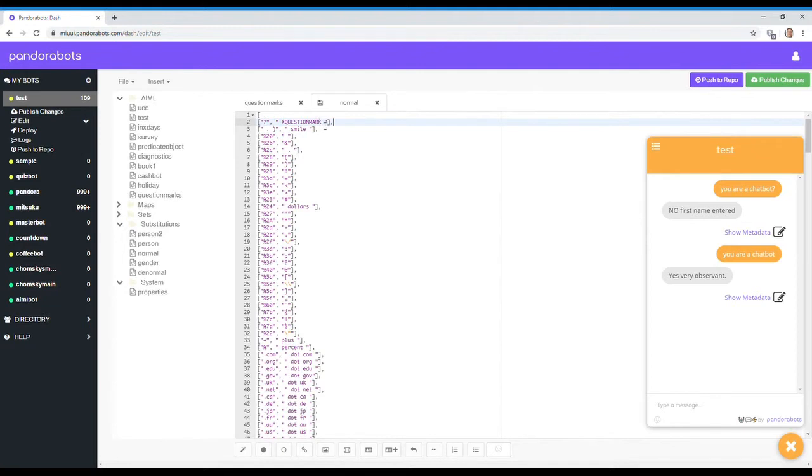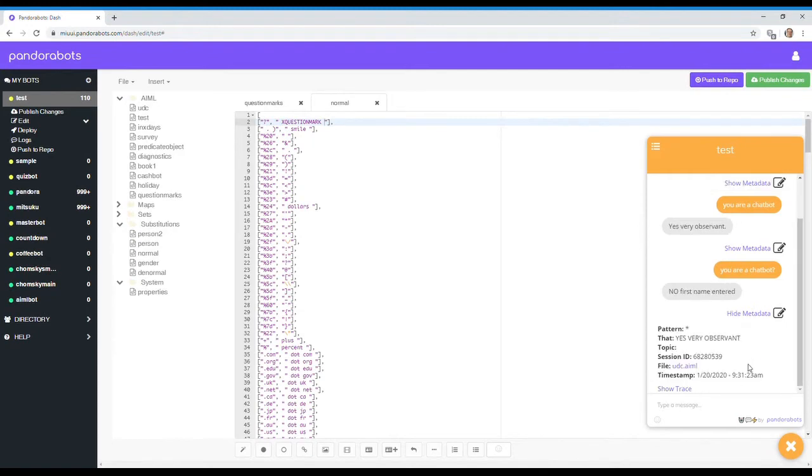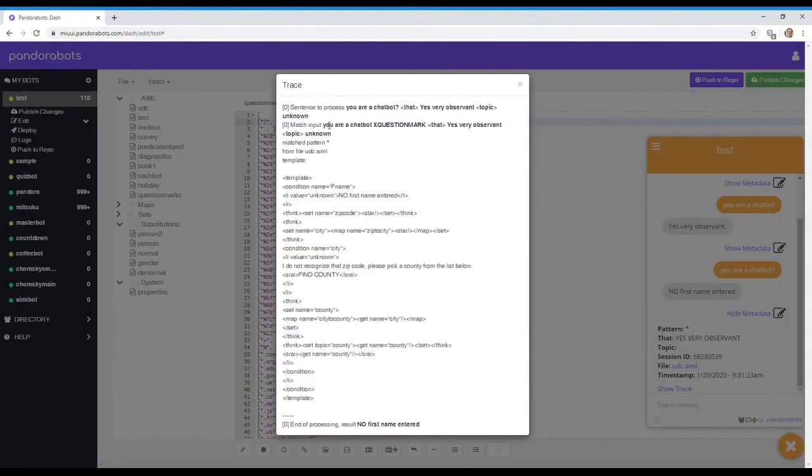Why have we put the spaces on? The reason is that if we just made it like that, we would get the input "you are a chatbot X question mark", with no spaces, and we wouldn't be able to detect for that. So if we do it this way instead, let's try that. I should trace. There we go. Now we've got "you are a chatbot X question mark". So now we can detect for this.